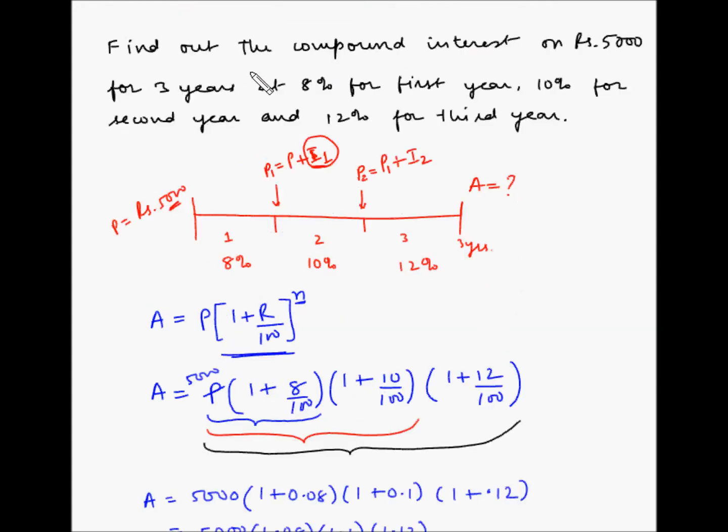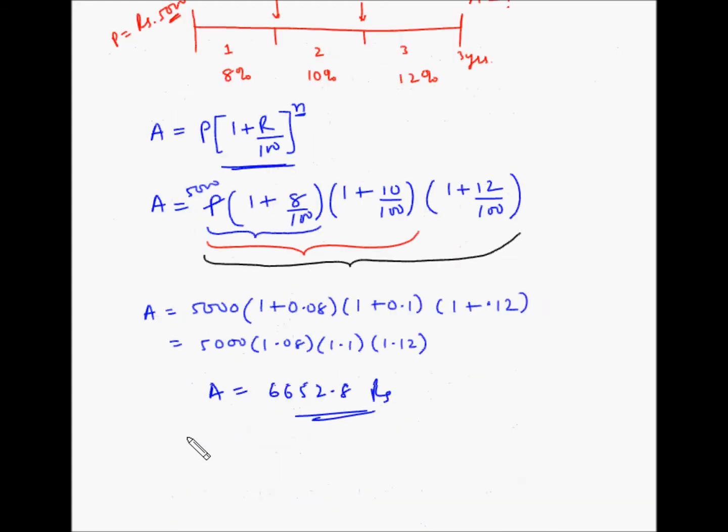However, in this question we have been asked to find out the compound interest. So what we have found out is the total amount. Now compound interest will be equal to amount minus the principal. So this will be equal to 6652.8 minus the principal, which is 5,000. So this becomes 1652.8 rupees.